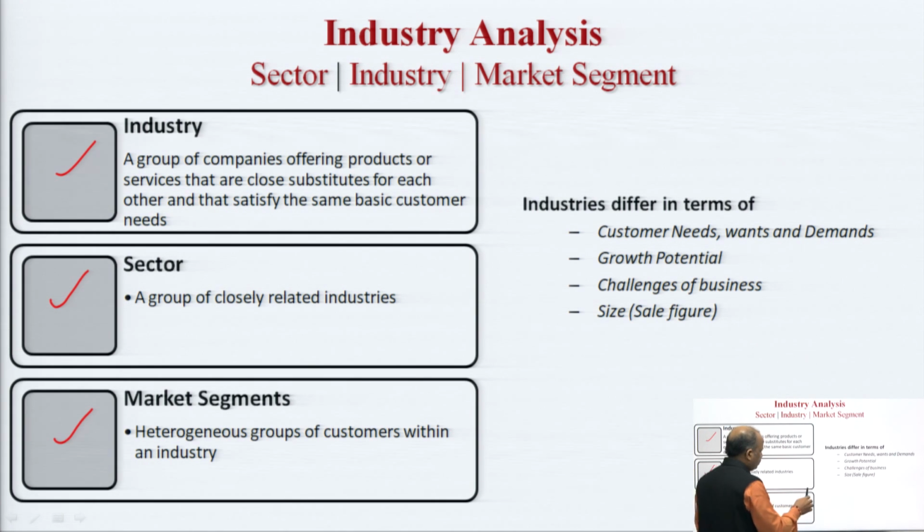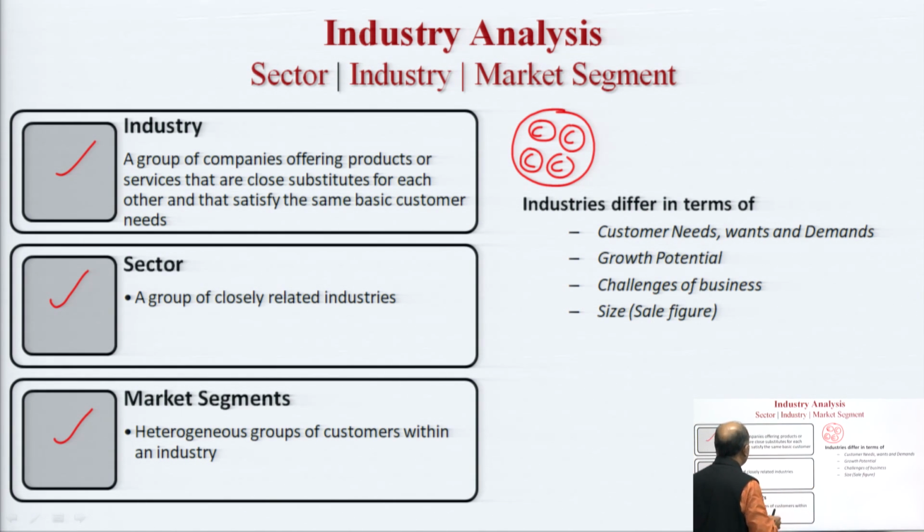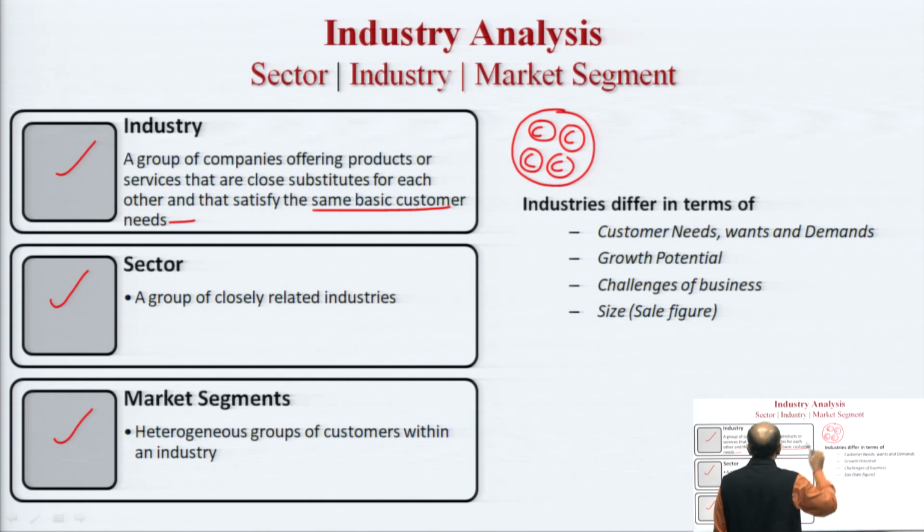So let us try to figure out: industry is basically a group of certain companies, and what is common in these companies is that they are targeting a similar kind of consumer need. They are targeting the same customer need, and therefore they are competitive to each other. So this is an industry. It is a group of companies which are dealing in close substitute products and targeting the same customer need. Now what is a sector?